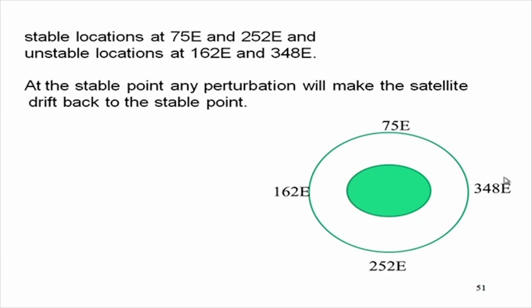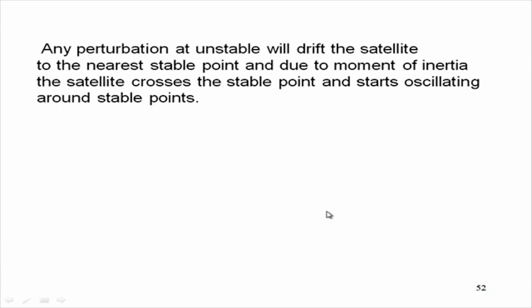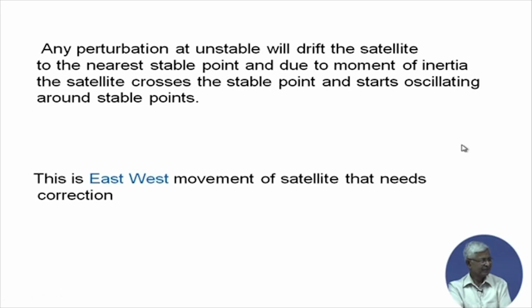Now, at a stable point, if any perturbation happens, it will make the satellite oscillate and drift back to the stable point, whichever side it moves. One more thing you can see is that these are not exactly 90 degrees apart, because the Earth is not a sphere. So any perturbation at an unstable point will drift it towards the stable point and oscillate around it due to inertia.